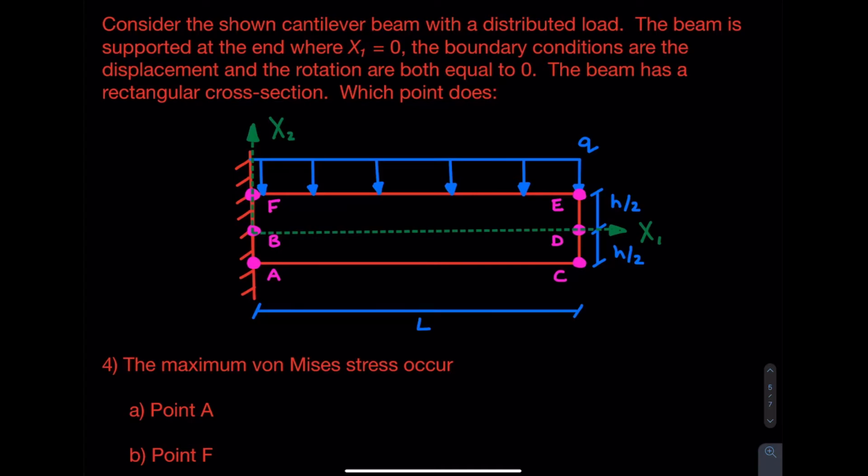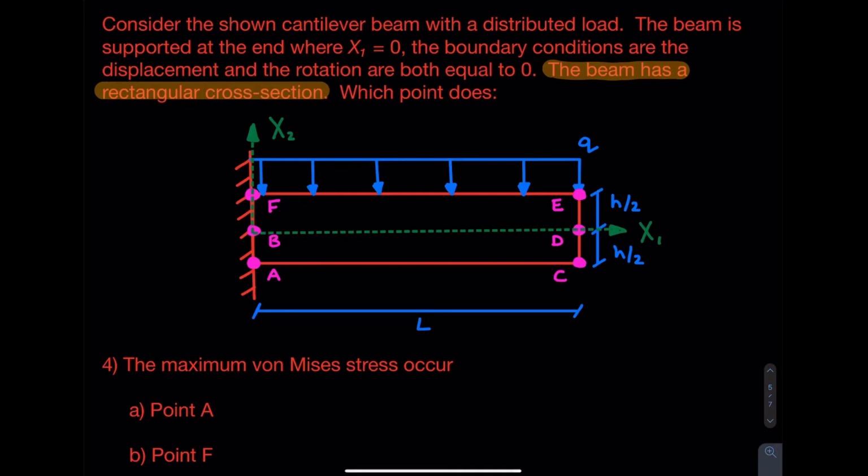So that's what we have down below, no big deal. It says the beam is supported at the end where x1 is equal to 0, so that'd be the left-hand side. The boundary conditions are that the displacement and the rotation are both equal to 0. That makes perfect sense. When we fix something, of course, there's going to be no deflection at that end, and the rotation will be 0. So that checks out. It says the beam also has a rectangular cross section. I'm going to highlight this because this will be the key to a lot of these questions, as you will see.